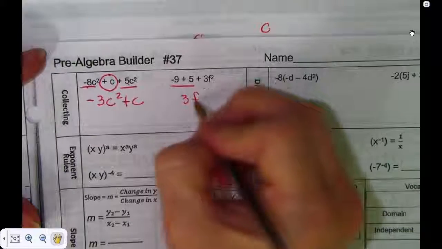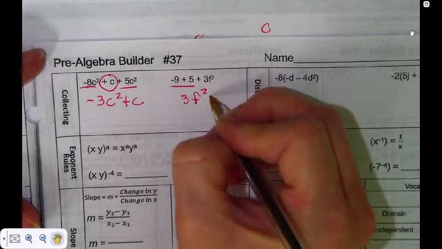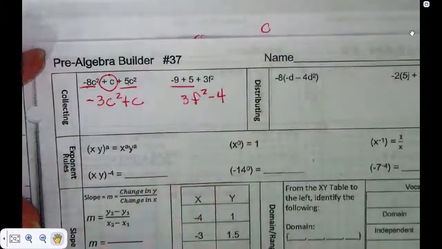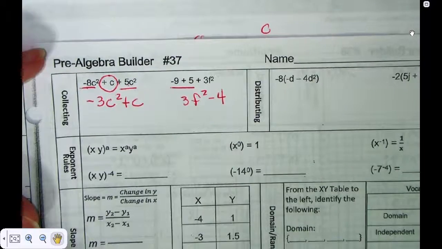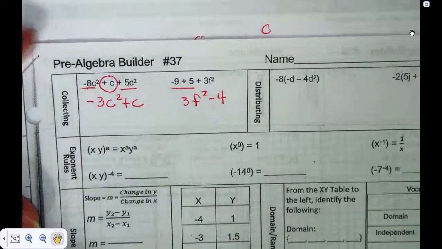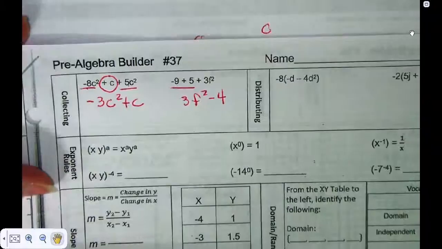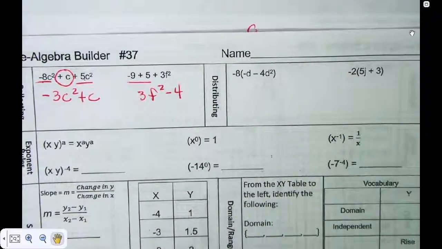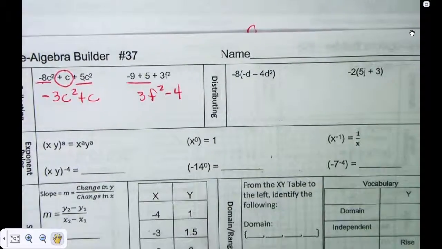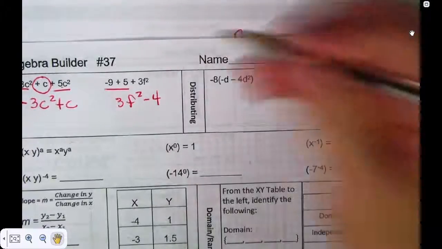Okay. So, on the next one, these are the only 2 terms we can put together. So, I'm going to put 3f squared, what? Minus 4. Or you could put negative 4 plus 3f squared. You can write it that way. But check it, fix it, correct it with your pencil. Okay, on the next one, we're going to do distributive property.